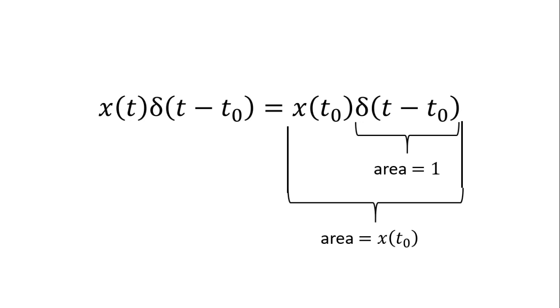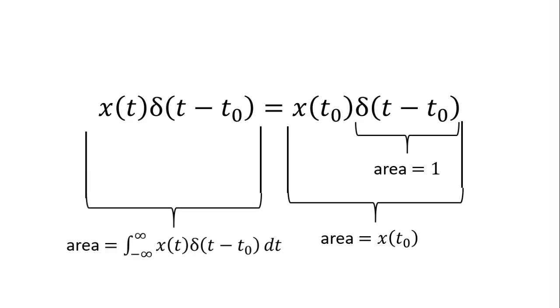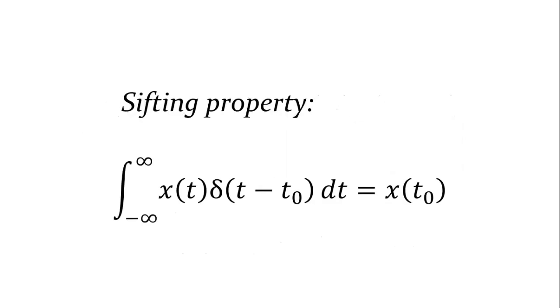Integrating the left side of the equation over all time to get its area, we know that area must equal the area found on the right. This gives us the shifting property of the direct impulse function, as it sifts out one of infinitely many amplitude values of x of t. It is also called a sampling property, because it extracts a sample of x of t at a particular time instant.